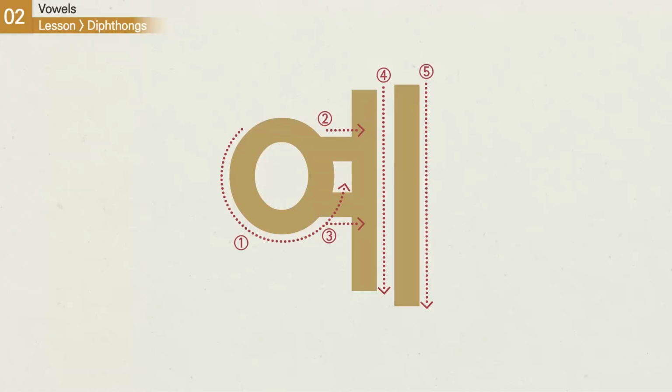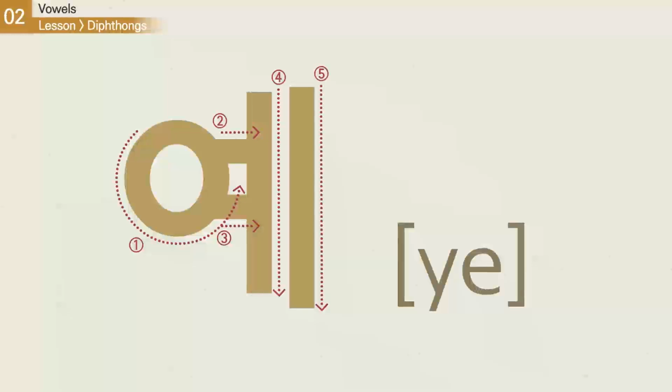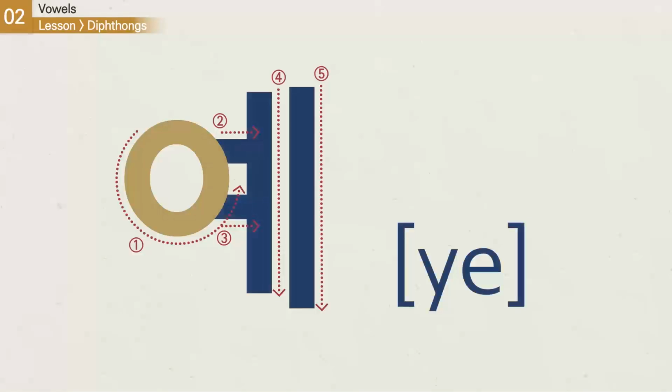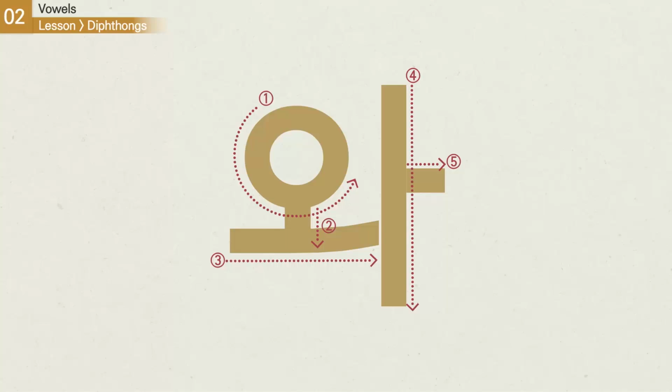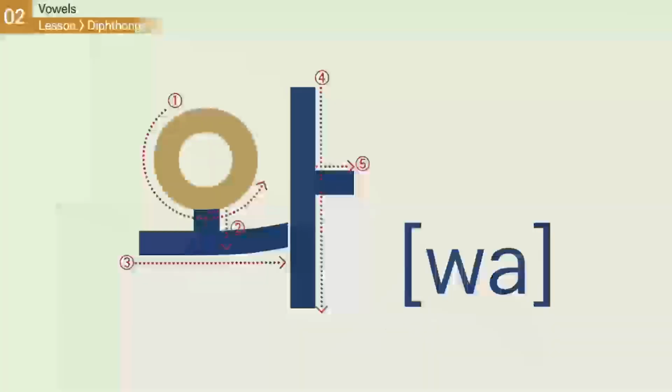Ye, also written as ye, is pronounced ye. Imagine that you are trying to say e and e quickly. Be sure not to pause in between pronouncing the two sounds. Repeat after me. Ye. Wa, also written as wa, is pronounced wa. Imagine that you are trying to say u and a quickly. Be sure not to pause in between pronouncing the two sounds. Repeat after me. Wa.